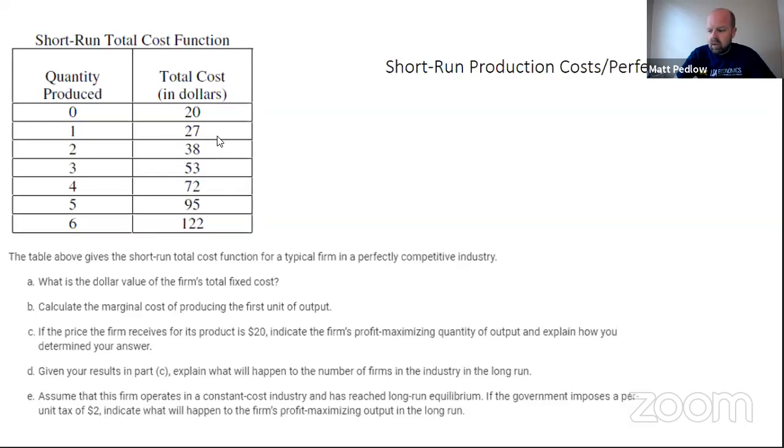So what is the dollar value? $20. B, calculate the marginal cost of the first unit. Well, you went from 20 to 27, so we can all do that math. 27 minus 20, so that's $7.